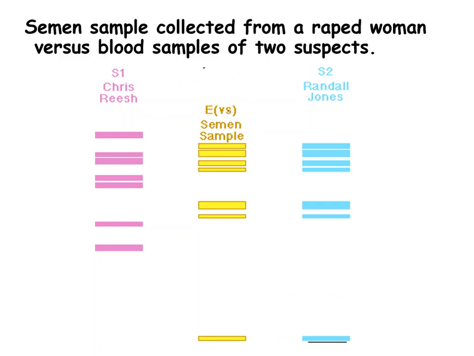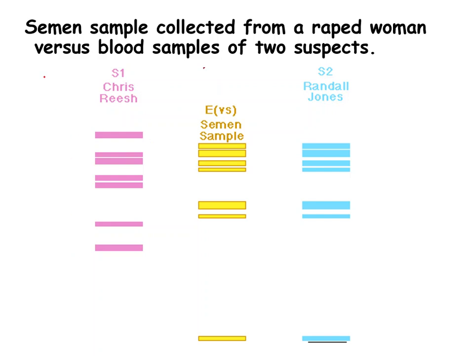It didn't mean that Randall committed the crime. It increases the likelihood of it. It just means that his DNA is the same as the sample that they obtained. Then you would have to go about it in court and prove things and disprove things. So that's how you would read the output of a DNA fingerprint.